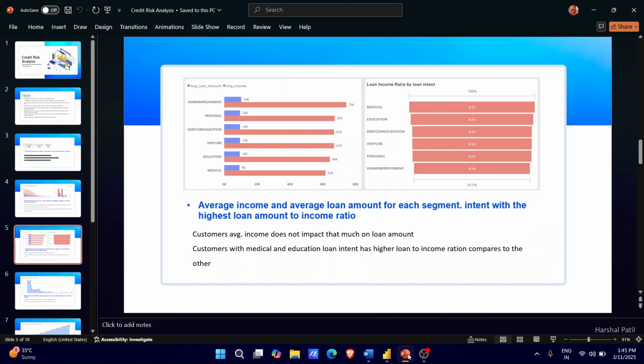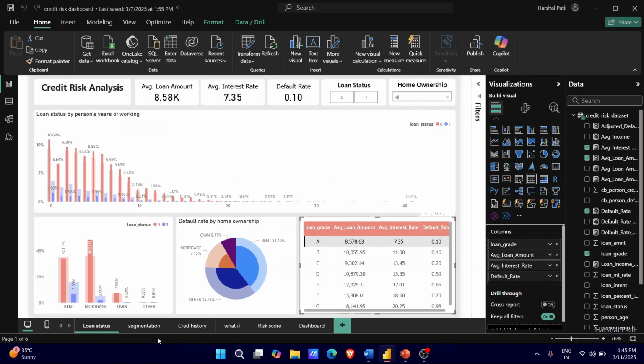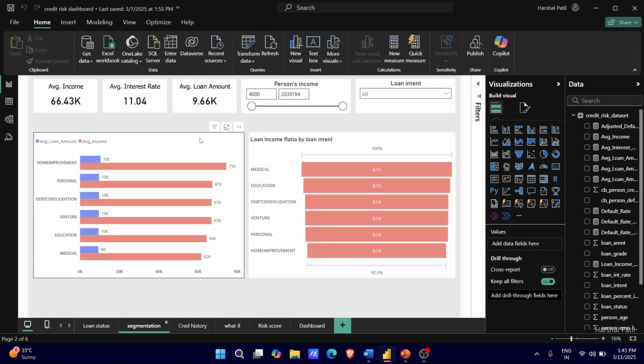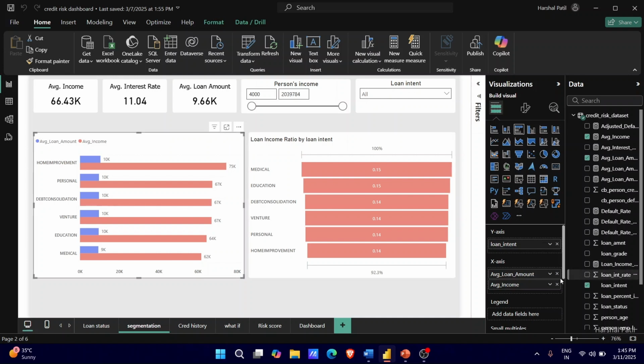Here, we created this bar chart where we have average loan amount and average income, and then we have the loan income ratio by loan intent. So we created these segmentations and calculated the average loan amount according to average income, and also the loan to income ratio by loan intent. We put the loan intent on the y-axis, and the average of loan amount and average of income on the x-axis.